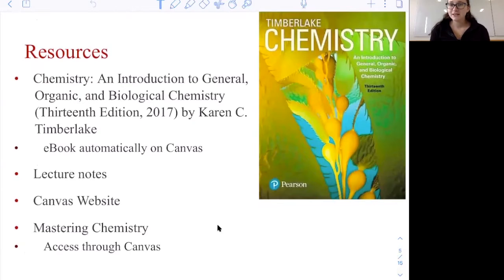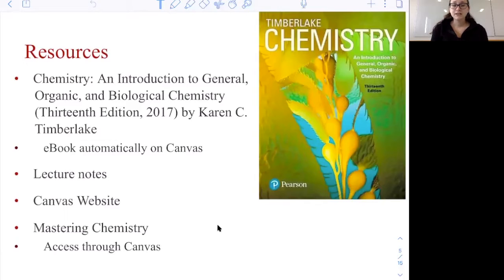So the resource for this class is going to be this chemistry textbook by Timberlake. It's the 13th edition from 2017. This book is an ebook that is automatically on your Canvas page. So when you registered for this course, the bursar automatically charges you, I think it's $48 and something cents for the textbook and the online homework system.